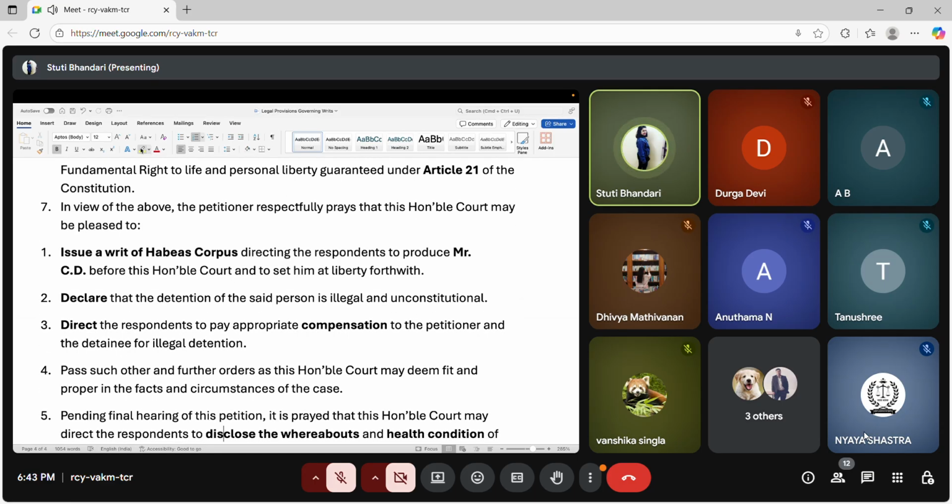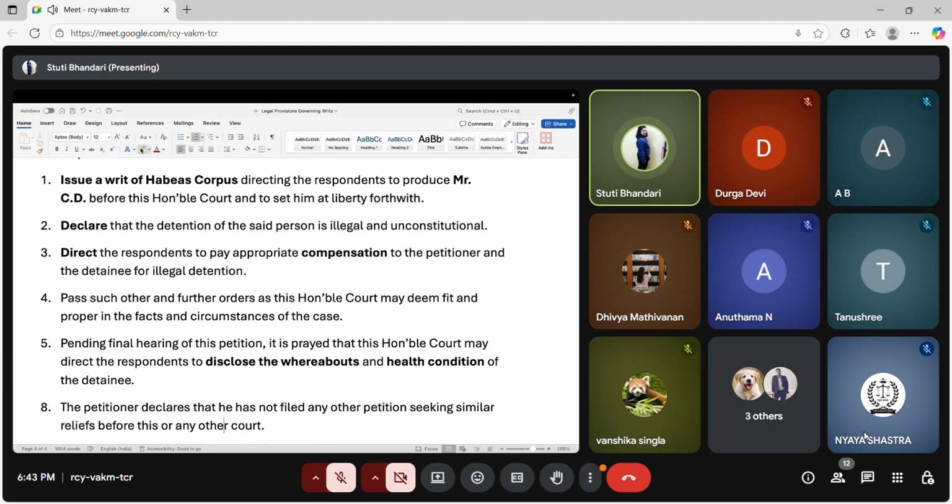Fourth, pass such other order and further orders as the honorable court may deem fit and proper in the facts and circumstances of the case. Fifth, pending final hearing of this petition, it is prayed that this honorable court may direct the respondents to disclose the whereabouts and health condition of the detainee. So the fifth is an interim relief, because since you do not know where they have detained the person, neither do you know if he is alive, if he is in safe health or not. So you are asking them to disclose his whereabouts and health condition.